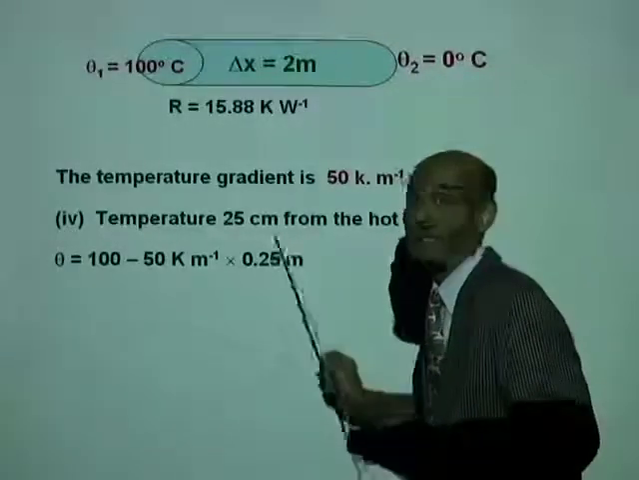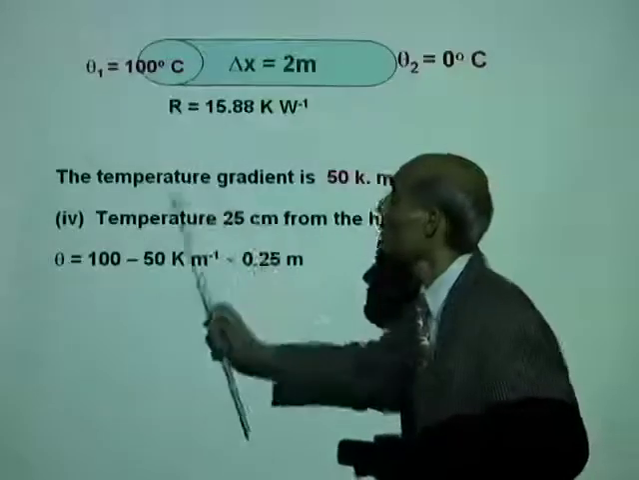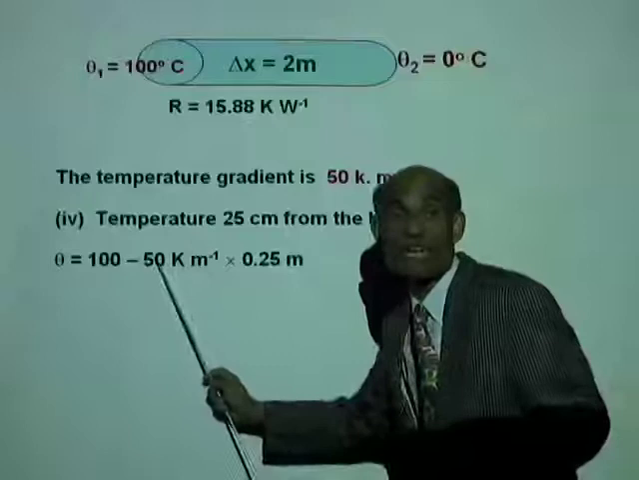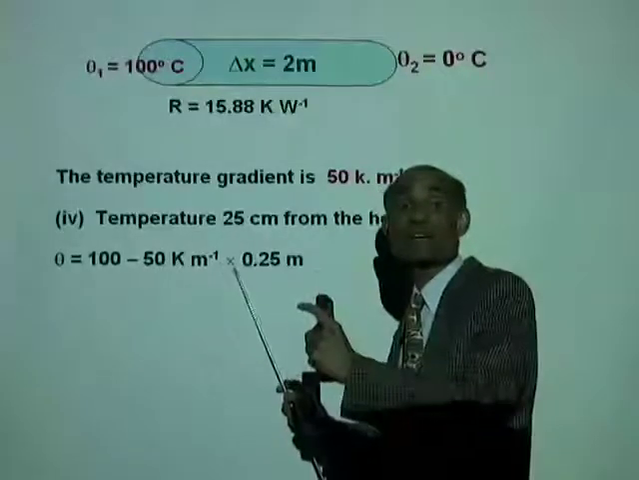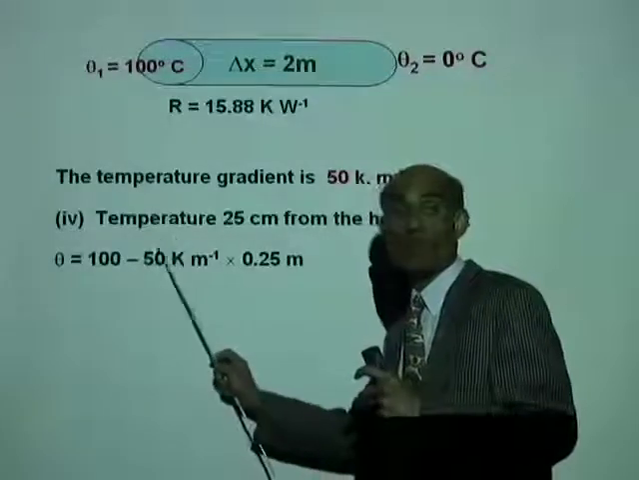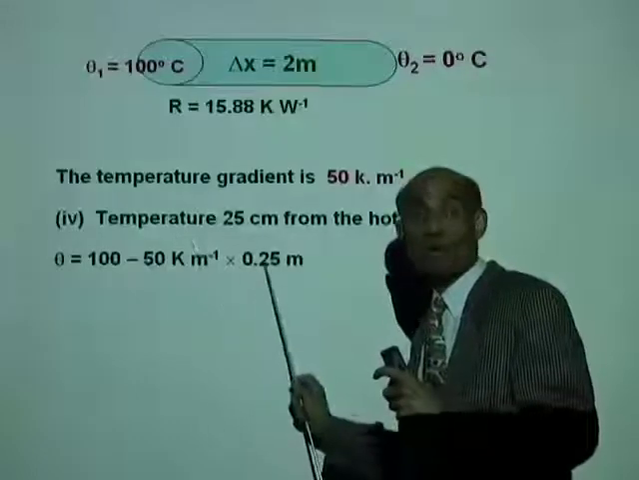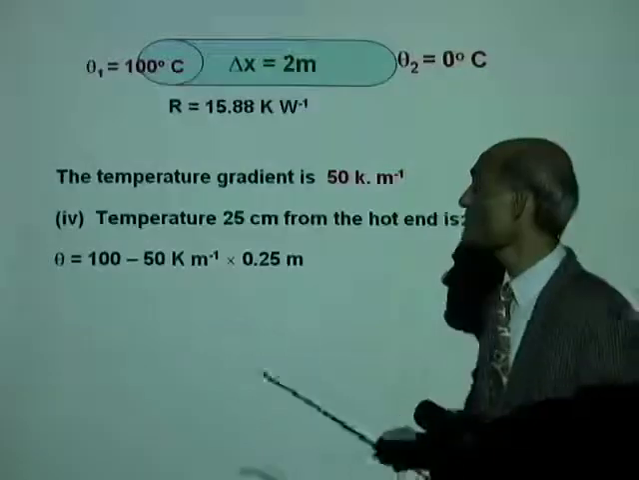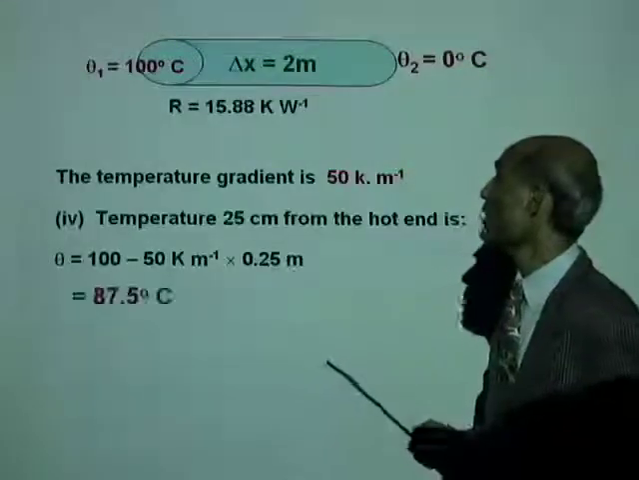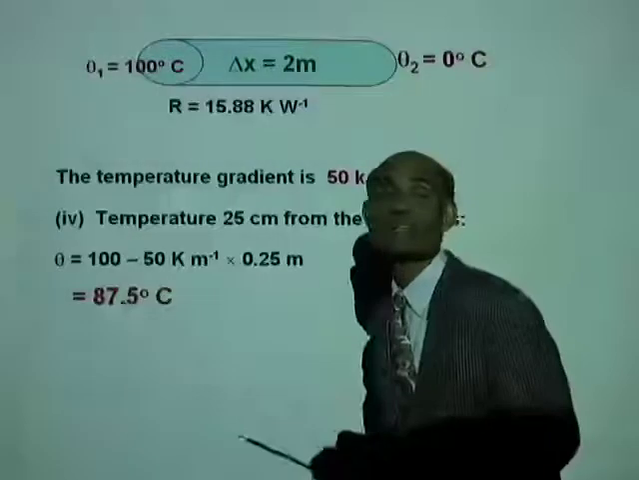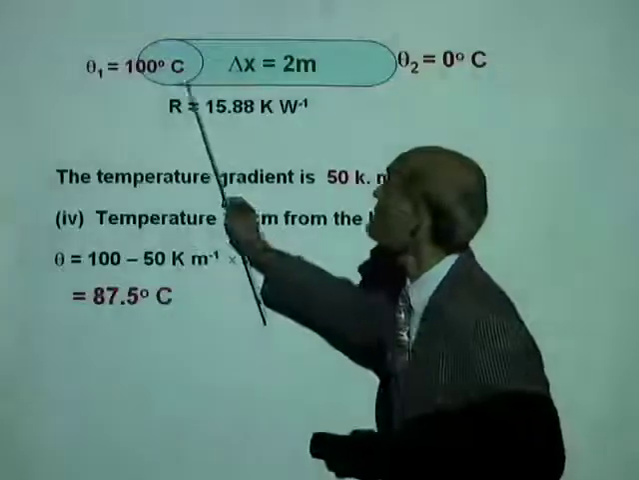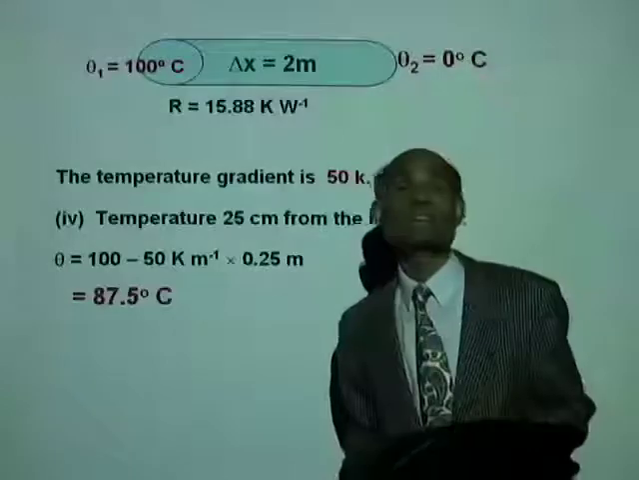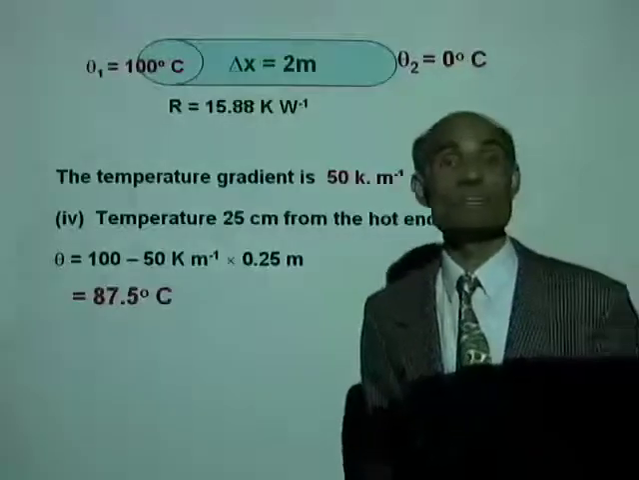Is that right? Because as you go down, the temperature will fall at the rate of 50 Kelvin for every meter. So the amount of fall will be the rate multiplied by the length. So 100 minus 50 Kelvin per meter times 0.25 meter. The temperature 25 centimeter from the hot end is 87.5 degrees Celsius.